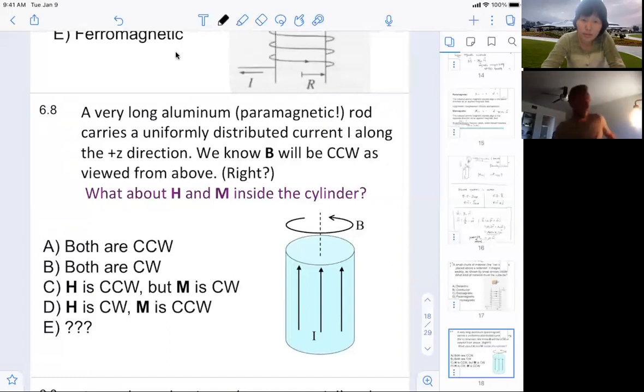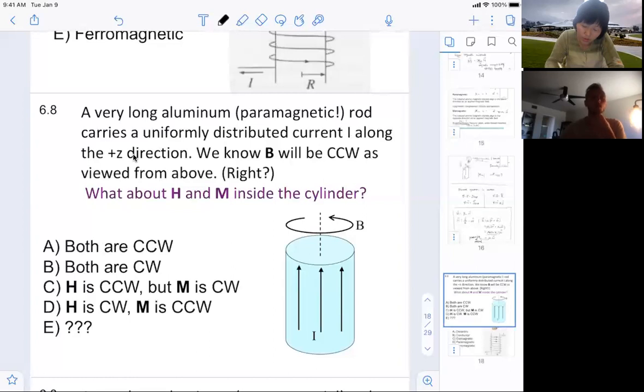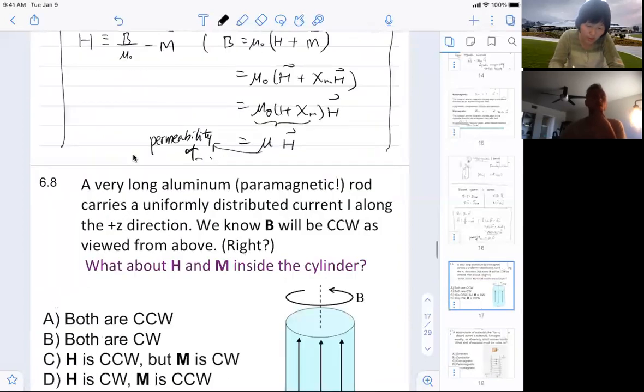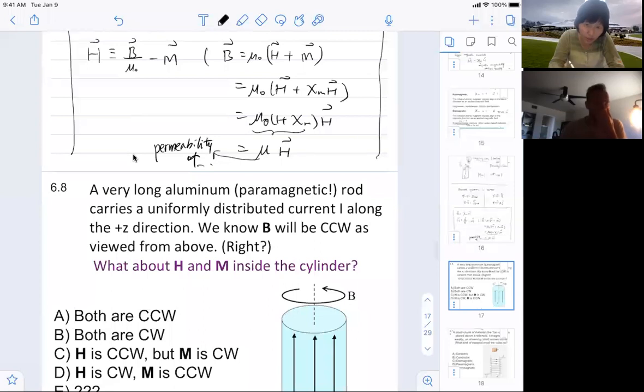I'll let you go ahead and vote. This information is just on top of the screen if you need to refer to it.